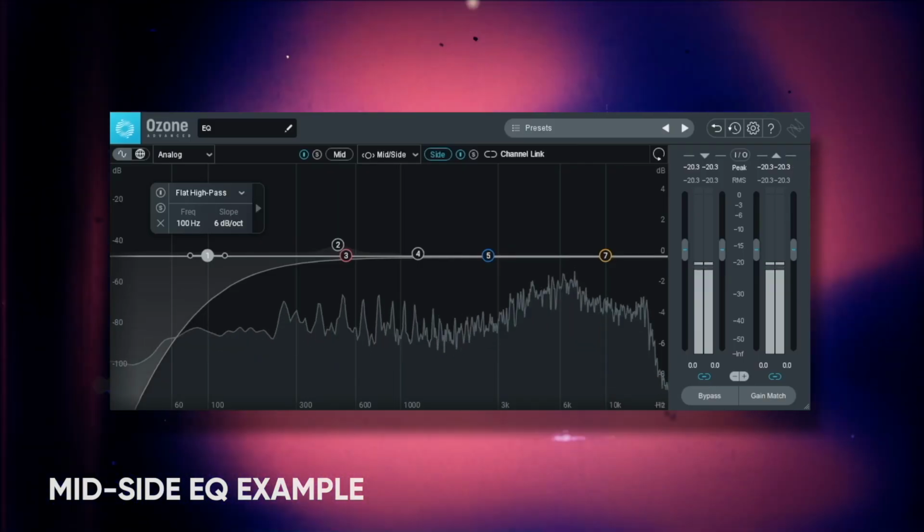When dealing with mid-side EQ, you need to realize that the higher the frequency is, the more noticeable phase issues will be. So using a linear EQ can be essential here.